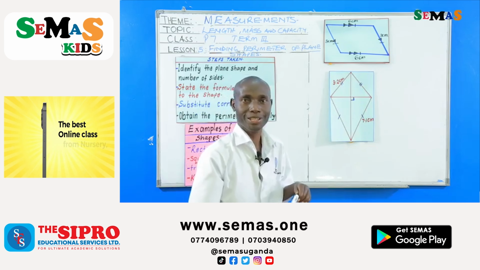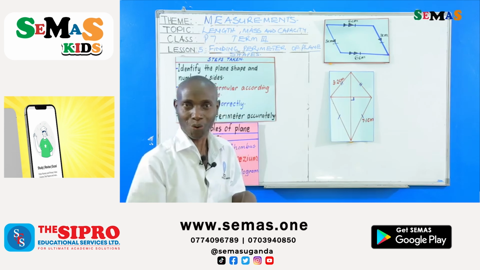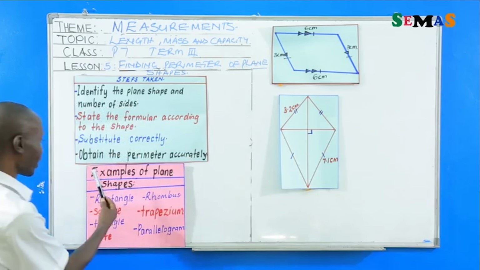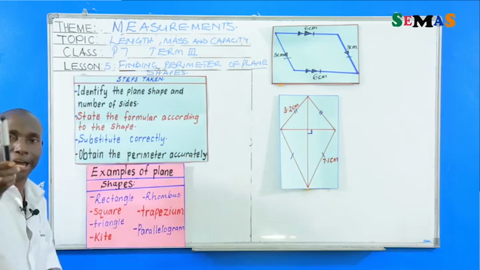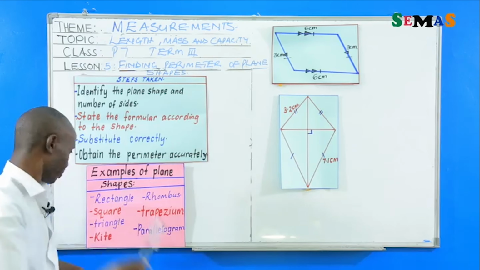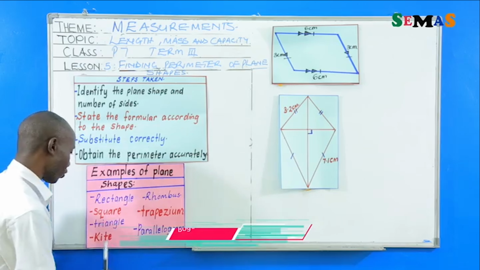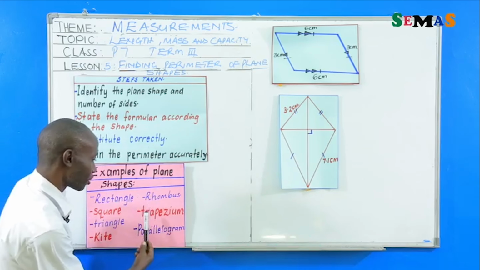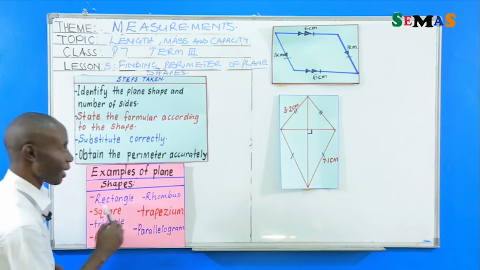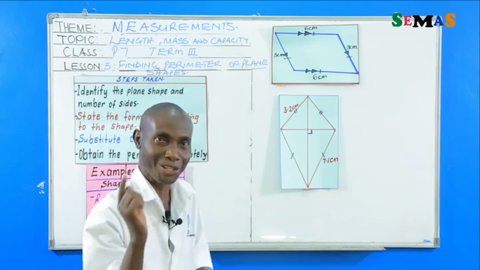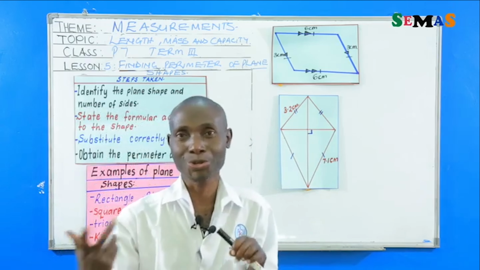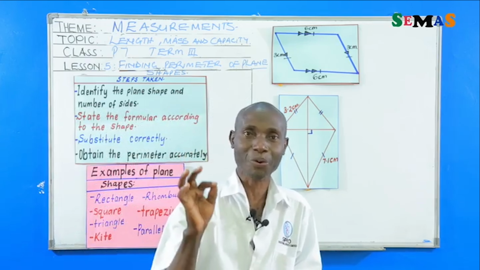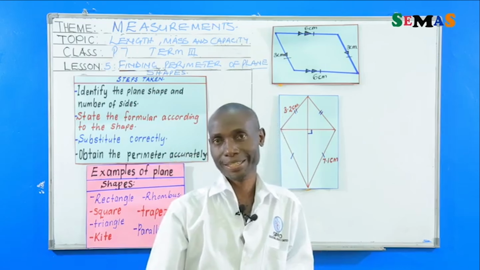These examples, you know them. Look at the whiteboard and we read one at a go. Examples of plane shapes. 1, rectangle. 2, square. Triangle. Another one, kite. Another one, rhombus, trapezium, and a parallelogram. I know these shapes are not new to you. You covered them in the previous classes, that is P1 up to P6.